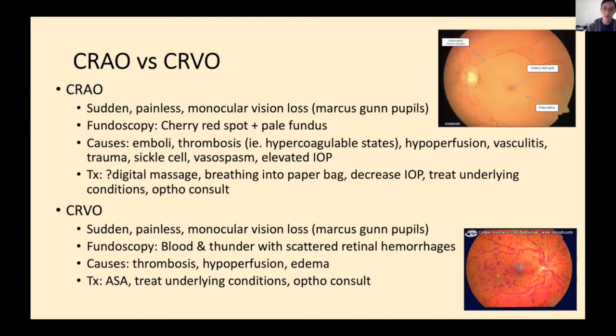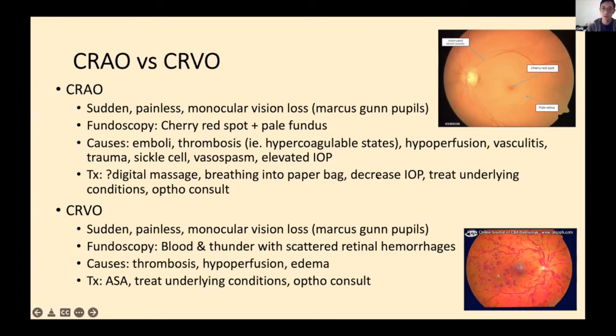If there's damage to the retina, usually you'll have a frank visual field deficit. But if it's a sudden visual loss within a few seconds, it's usually going to be an ischemic cause. So central retinal artery occlusion and central retinal vein occlusion can both cause sudden painless monocular vision loss. And you can see Marcus Gunn pupils in both. Marcus Gunn pupils are pretty much just a defect in the afferent pupillary light reflex of the affected eye.